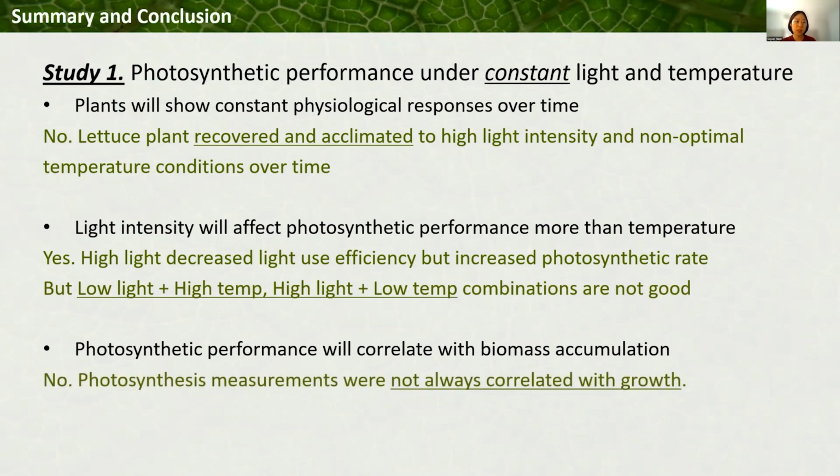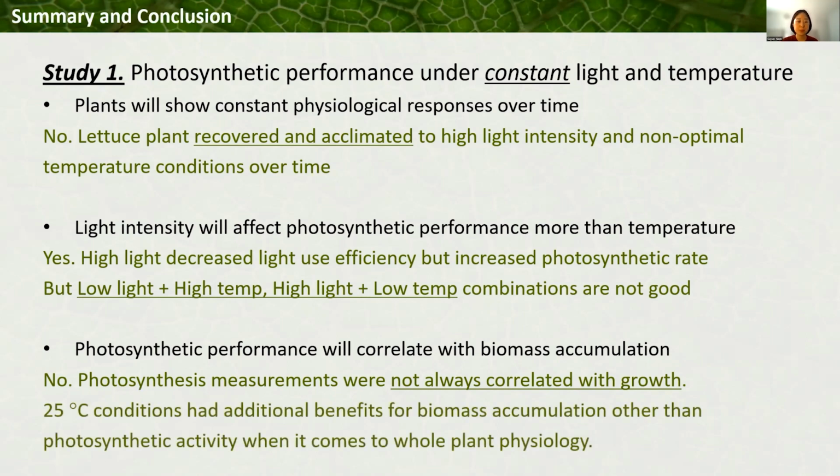And the last hypothesis was also not correct, because photosynthetic measurements and physiological responses in terms of photosynthesis were not always correlated with growth, because other factors might also affect biomass accumulation among different temperatures. The 25 degrees C condition had additional benefits for biomass accumulation.